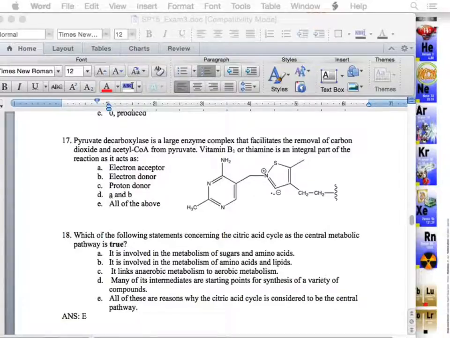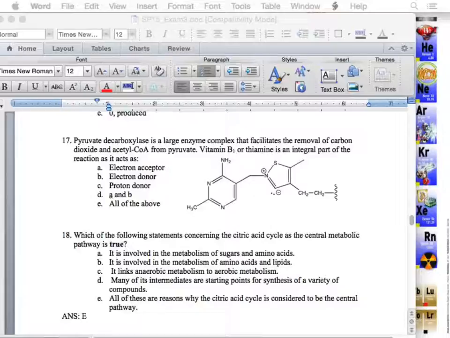Pyruvate decarboxylase, large enzyme. Thiamine is important. What does thiamine do? It is an electron acceptor and an electron donor. Okay, so A and B. Sorry, got a little confused with the words.